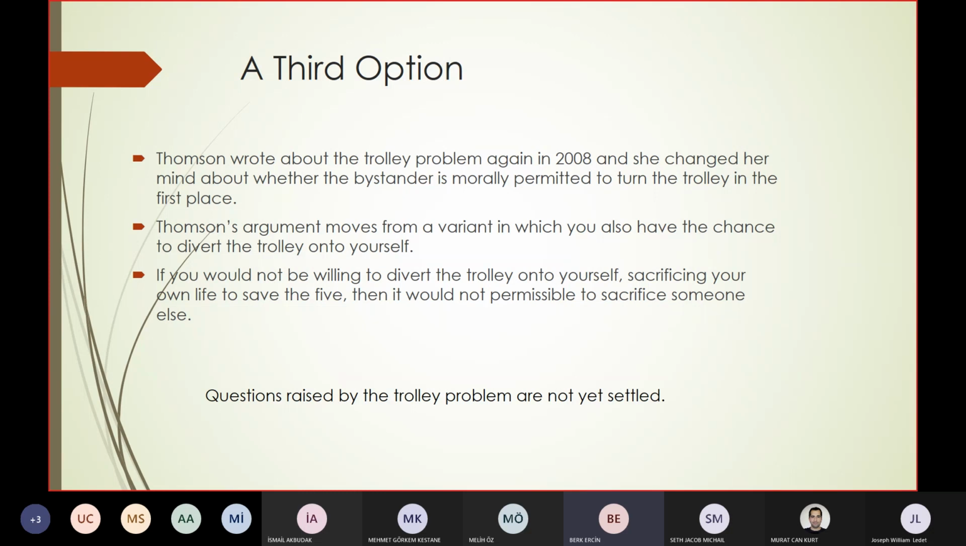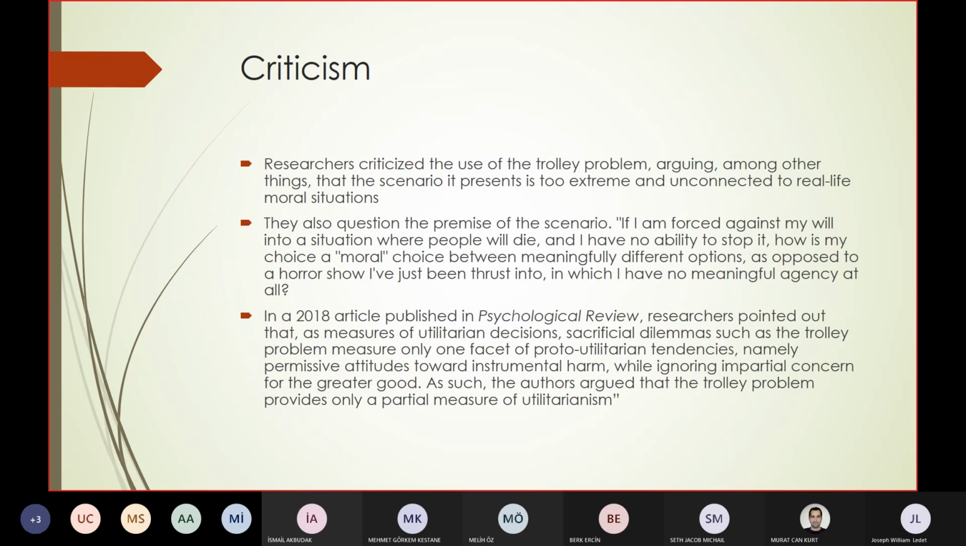Questions raised by the trolley problem are still not settled. So there is some criticism of the trolley problem in general. In 2014, in a paper published in Social and Personality Psychology Compass, researchers criticized the use of the trolley problem, arguing, among other things, that the scenario it presents is too extreme and unconnected to real life moral situations to be useful or educational.